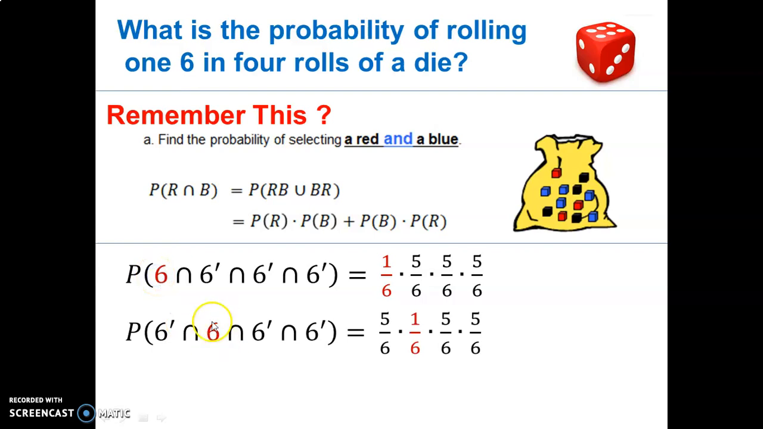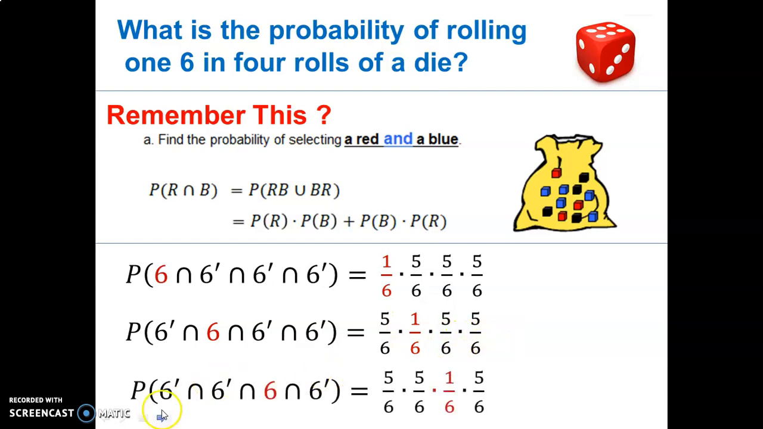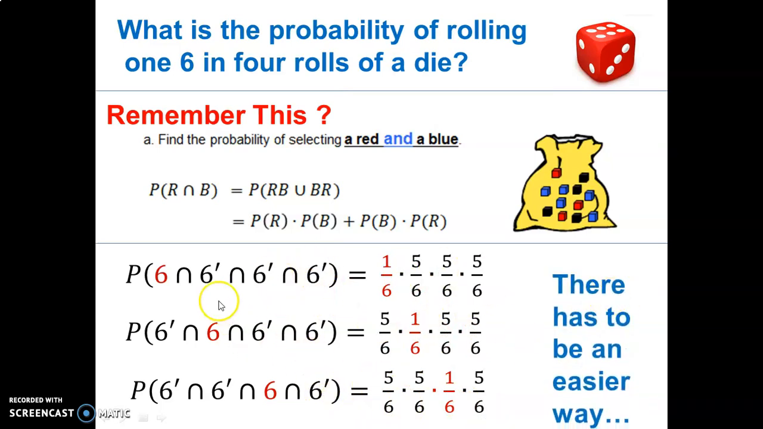What if you rolled the 6 second? Well, it would look like this: not 6, then the 6 occurred, then not 6, not 6. There's your 4 rolls, and that would be this times there's your 6 times that for not 6. But you can keep going forever, basically. You could say not 6, then your 6 came up on the third roll, then not 6 again, and that would look like this. You see the pattern, but would we do this over and over again? There has to be an easier way to look at this, right?